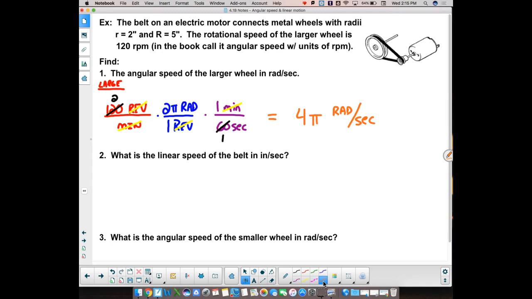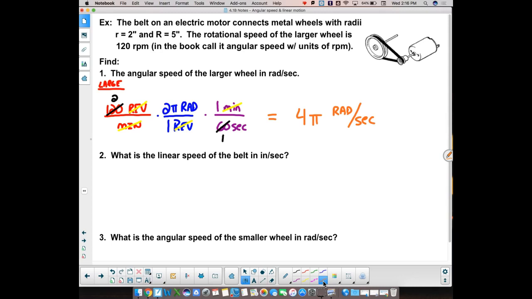Now, logically thinking, if the motor is spinning at 120 revolutions per minute, that means it's making 2 revolutions per second, right? Each revolution is 2 pi, so if I'm going around twice in a second, I'm going 4 pi radians per second. Good? Okay.